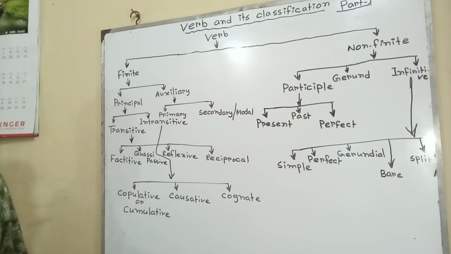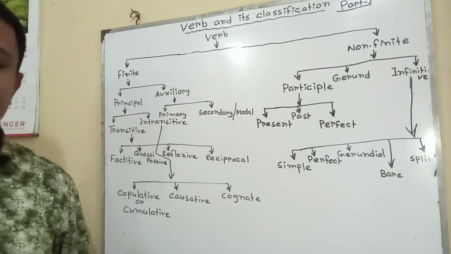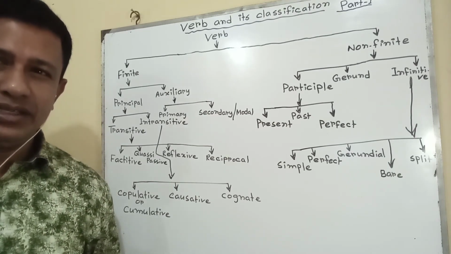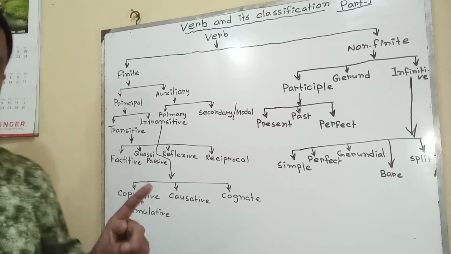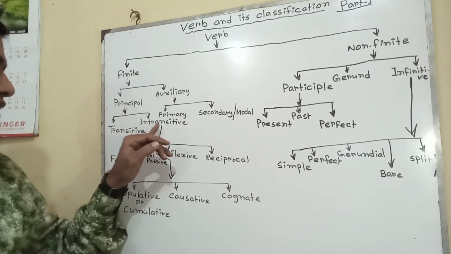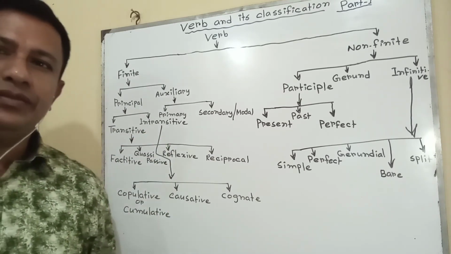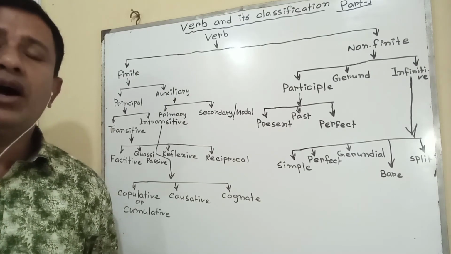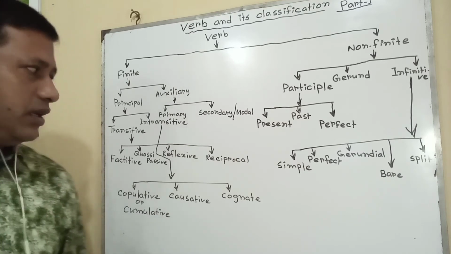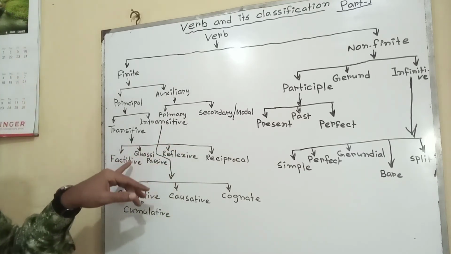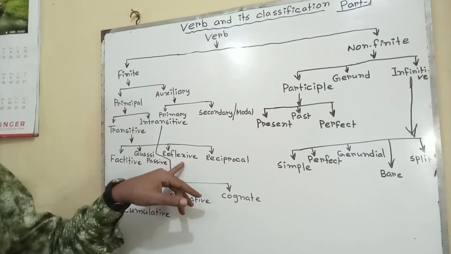Principal verb has two types, transitive and intransitive. The verb which has an object is called a transitive verb, such as he has collected the book. The book is the object here; collected is a transitive verb. Intransitive verb: the verb which does not have an object, such as we walk in the forest or in the field. A transitive verb is categorized into four types: factitive verb, quasi-passive verb, reflexive verb, reciprocal verb.